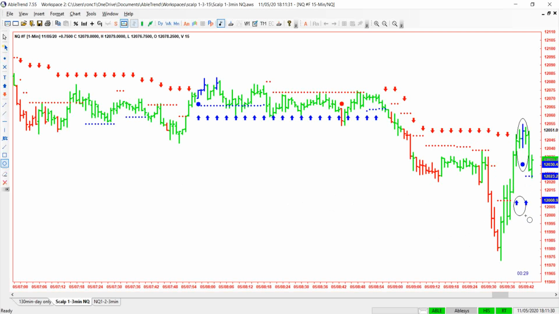Okay, first trade of the day, we got a triple confirmation trade. We got the arrow, the 3-minute buy signal. We got the big dot, and we got the blue bar. We lost on that trade. Just put your stop just a point below the lower of the bottom of the blue bar. We lost on that first trade.